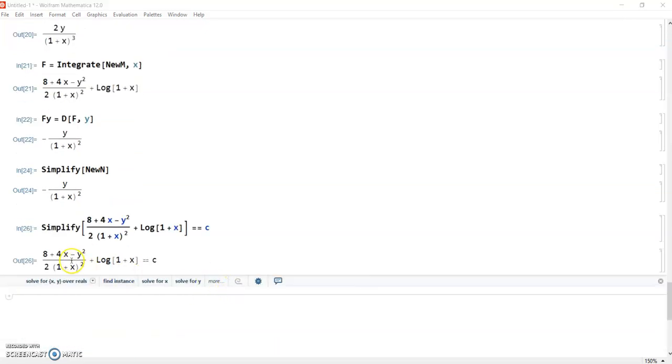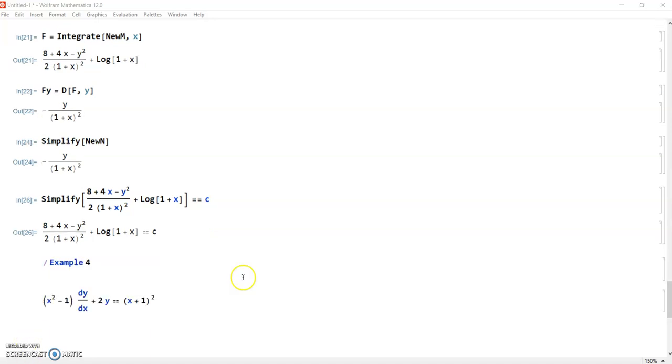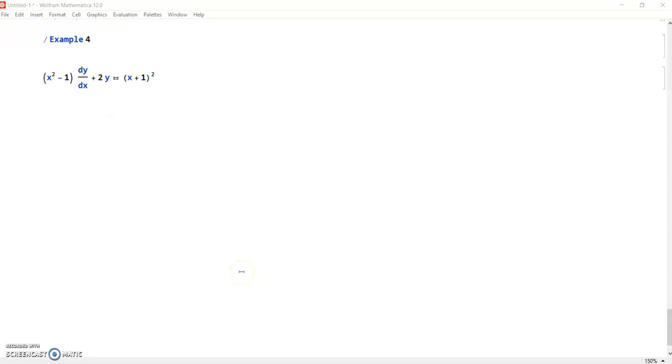As a preference, one can represent it in partial fractions. So it should be 8 over 2. So it will be 4 over 1 plus x square, and 4x over 2, so 2x over 1 plus x square. So in terms of partial fractions, this answer can also be represented. Okay, now look at the next example.